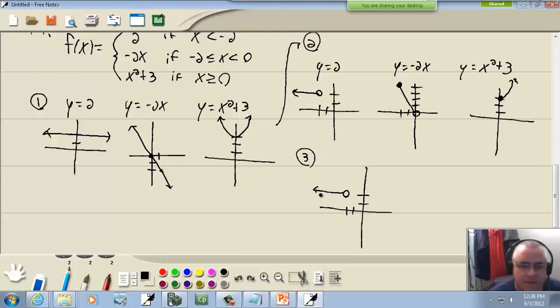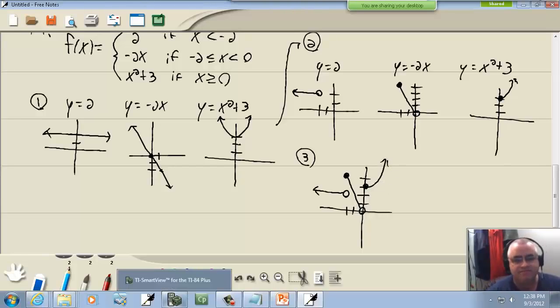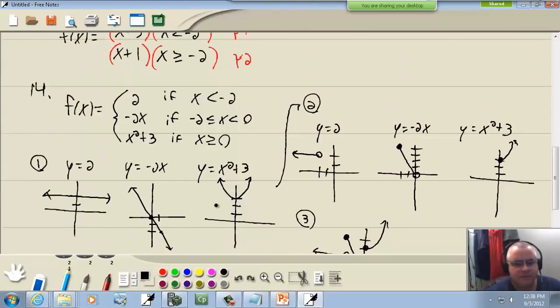So we have this piece, and then we'll have this piece, and then we'll have that piece right there. And that's our answer. And okay, the key on this is to plug it in your calculator, and actually let me just write it over. I'm out of space.